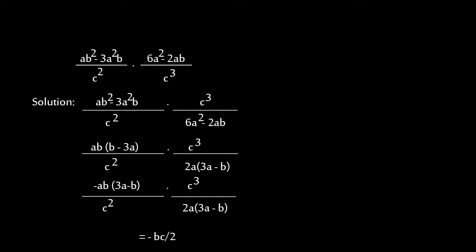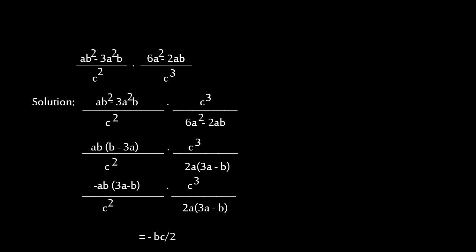So here we have a basic example: ab squared minus 3a squared b over c squared, divided by 6a squared minus 2ab over c cubed. The first thing you have to do is get the reciprocal of the second fraction and proceed as in multiplication. Factor the numerator of the first fraction and the denominator of the second fraction.